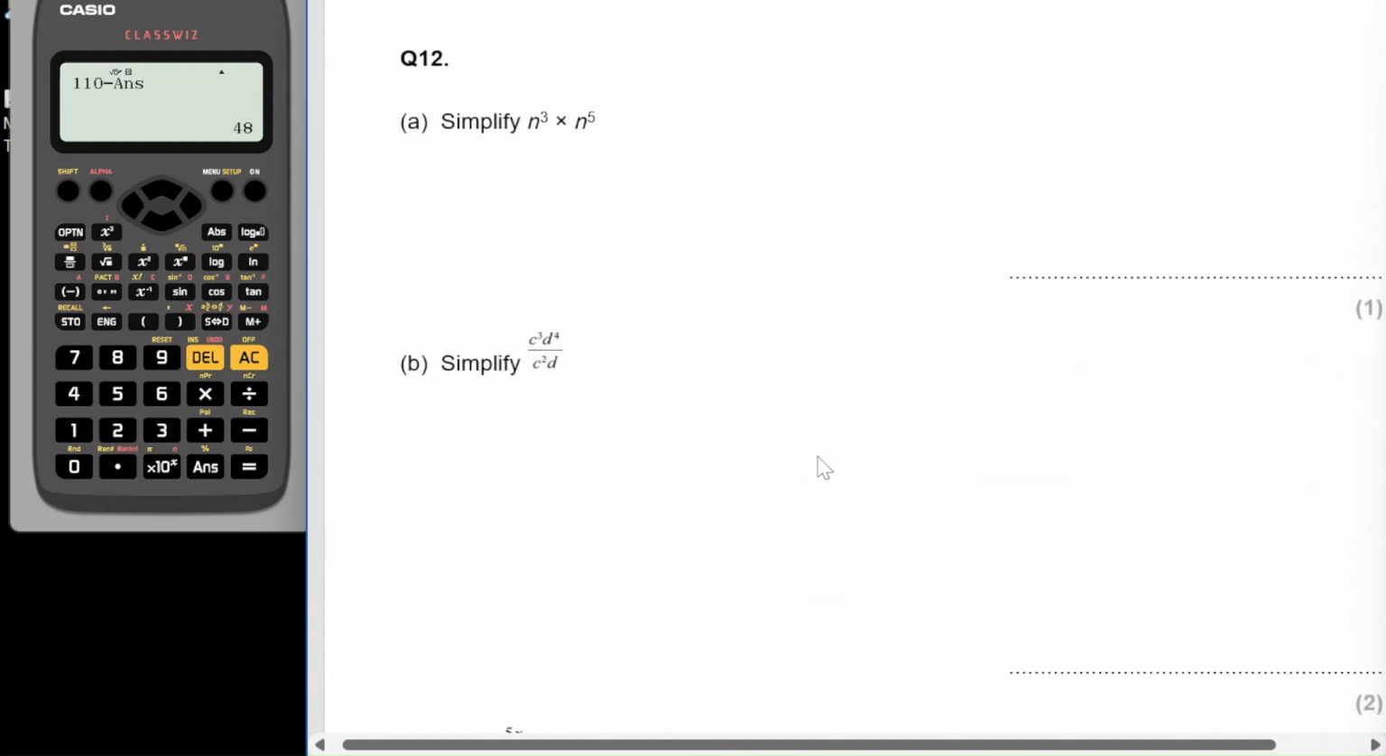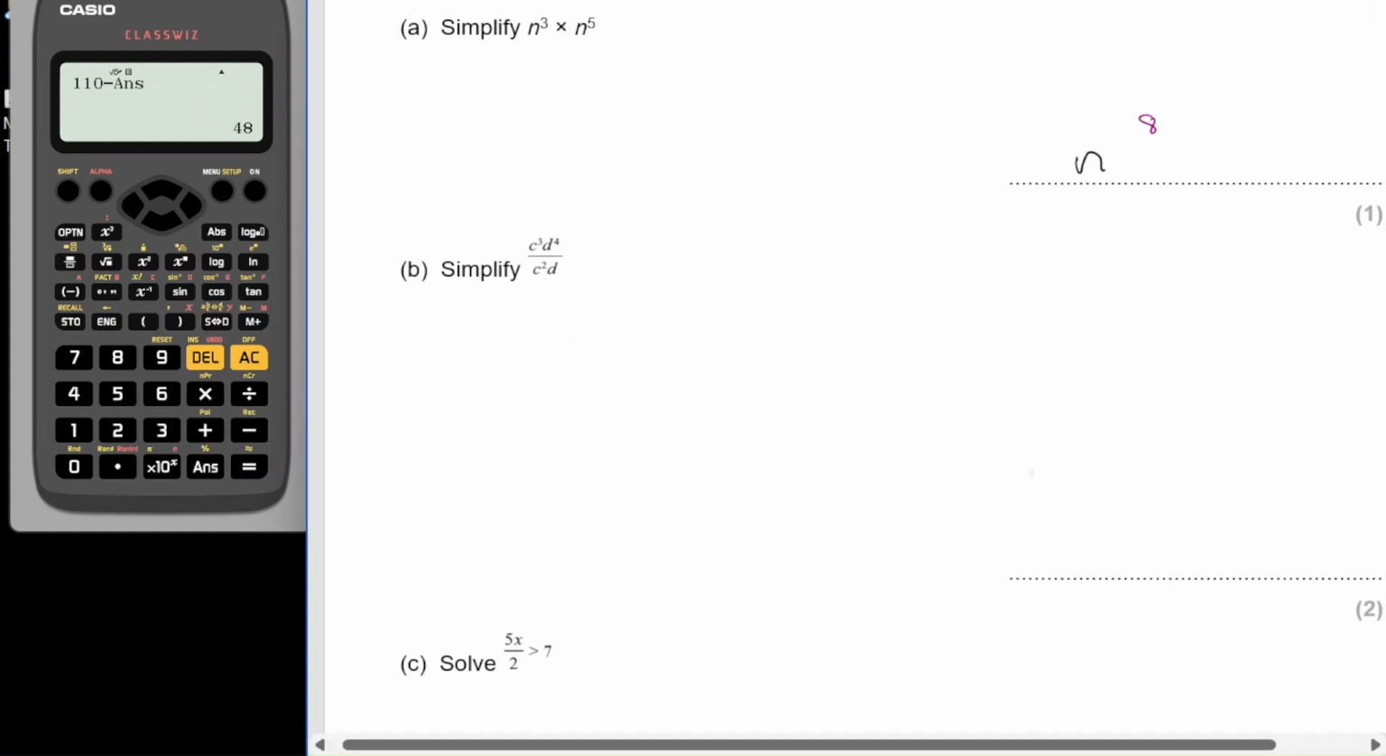Right, question 12, simplify. So n to the power 3 times n to the power 5, we add the powers. So that's just going to become n to the 8. For this one, we simplify in stages, so I'll do my c's first of all. C to the 3 divided by c to the 2, we subtract the powers, so that's just c. D to the 4, take away d to the 1, or d, is just going to be d to the 3.